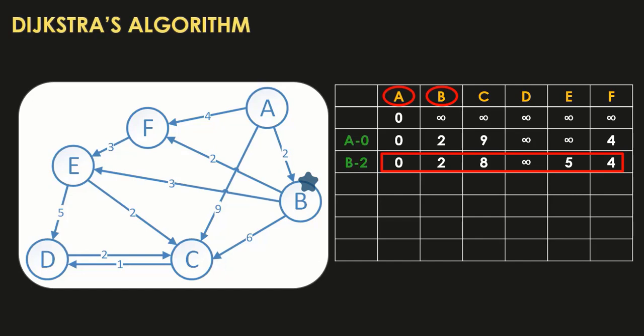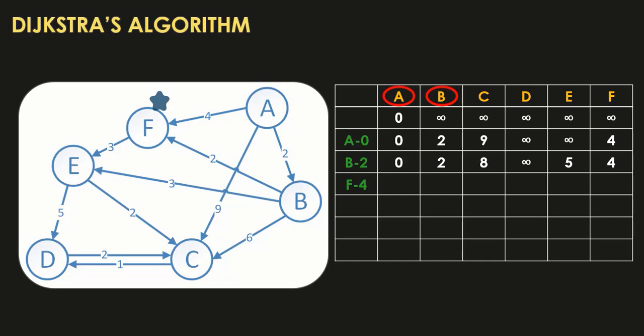This process will continue. From the unvisited nodes we will choose the one having the minimum cost, and that is node F. We will update the cost. The update is possible only for the nodes directly connected with the selected node, and there is just one node E connected with node F. The cost from F to E is 3 and the cost to reach F from A is 4, so the total cost will be 3 plus 4 equal to 7.